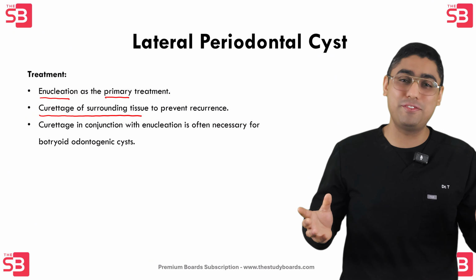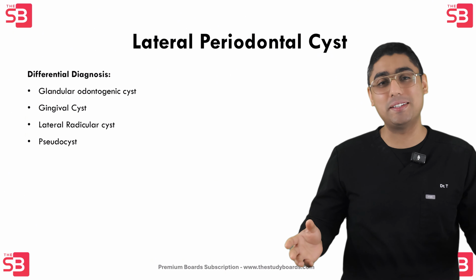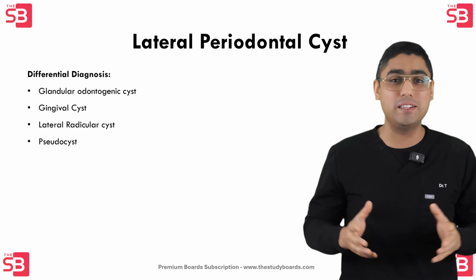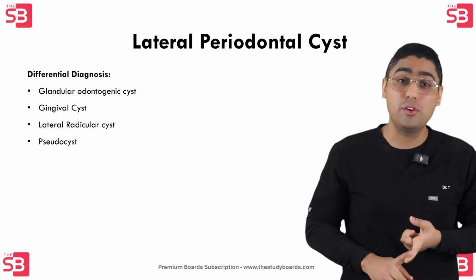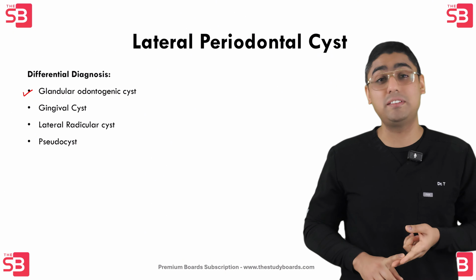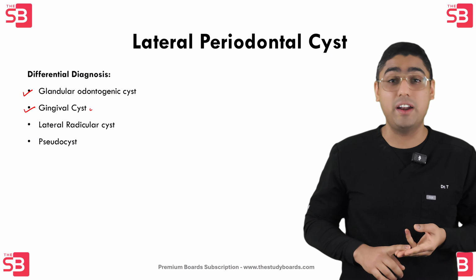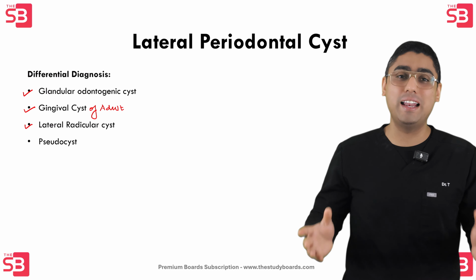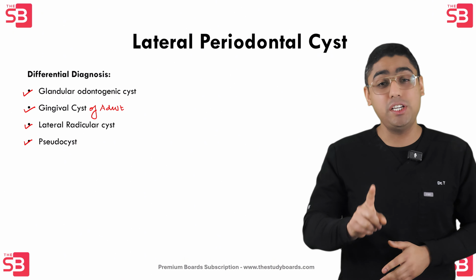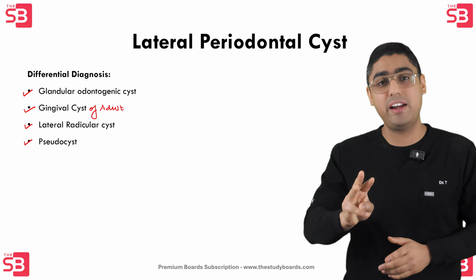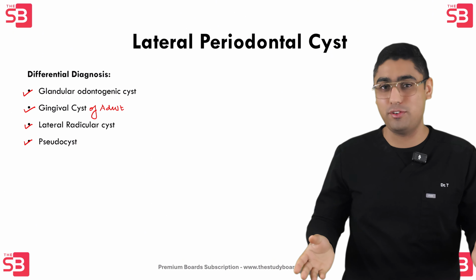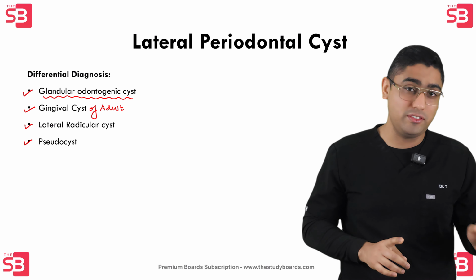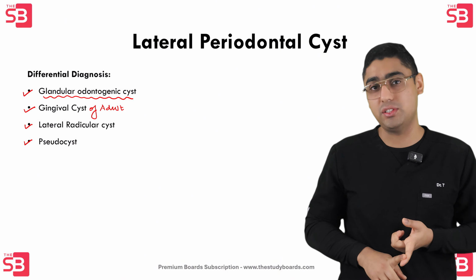Now let's discuss the differential diagnosis of lateral periodontal cyst. Now these include several other cystic lesions that may overlap in their presentation, like glandular odontogenic cyst, gingival cyst of adult, lateral radicular cyst, and a pseudocyst. So first of all, let's consider the glandular odontogenic cyst. Now GOCs have 3 main findings that will help us differentiate it from LPC. So GOCs are going to be multilocular, whereas lateral periodontal cysts are unilocular in nature.